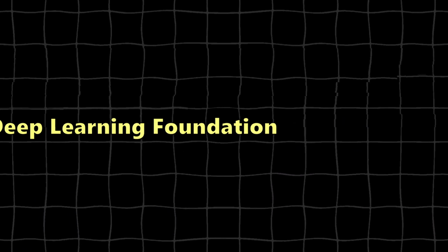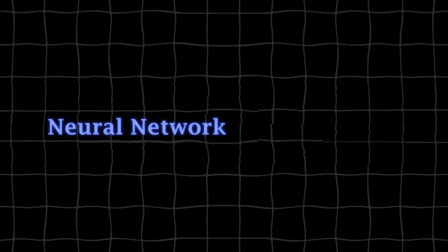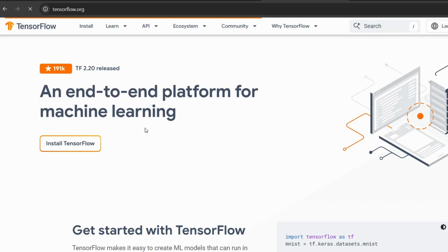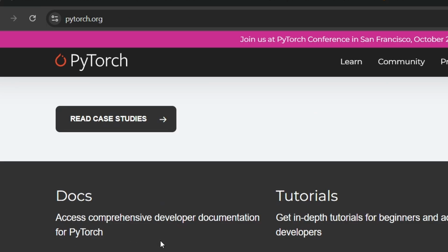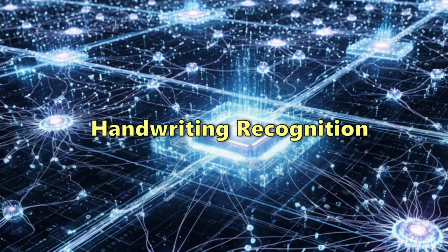Then step 2, learn deep learning foundation. Neural networks and their types like CNN and RNN. Start to get to know about TensorFlow or PyTorch. Do small projects like handwriting recognition.